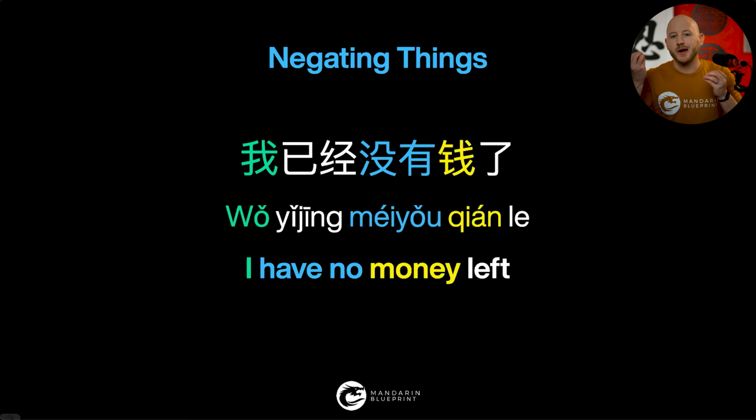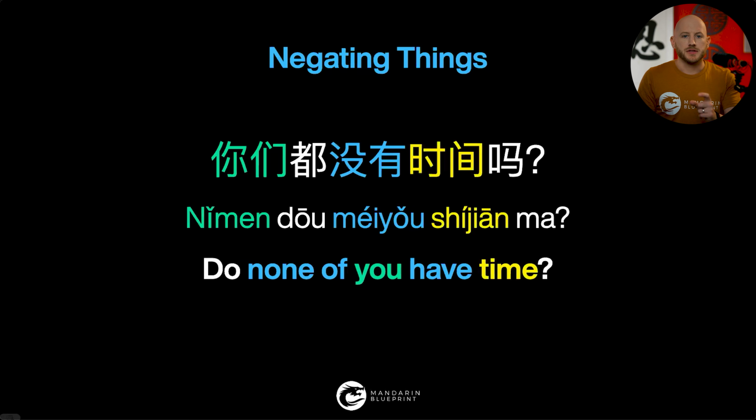So you want to look at what comes after 没有. If it's a noun like 钱, then it just means I don't have any money, right? Like it's a not-have function. But if it comes before an action, then it's probably didn't, right? 你们都没有时间吗? Do none of you have time? You all not have time, yes or no? That would be the more direct translation again.